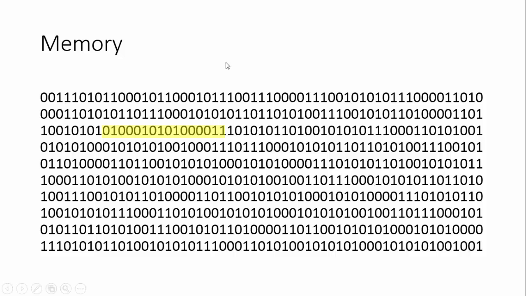For example, these 2 bytes may represent the letter B. This byte may represent the arithmetic operator add. And this bit may represent the Boolean value true. Boolean values are either true or false, true being 1, false being 0.